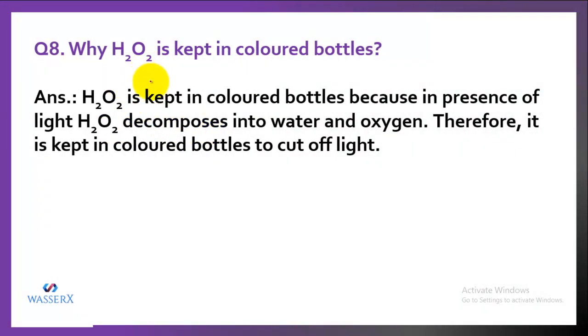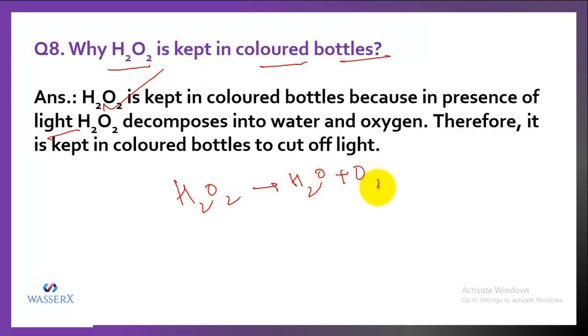Another question is, why is H2O2, that is hydrogen peroxide, kept in colored bottles? The reason being that H2O2 in the presence of light decomposes into water and oxygen. So to prevent its decomposition, that is the photo decomposition, it is stored in colored bottles to cut off the supply of light, to retain H2O2 and prevent it from decomposing.